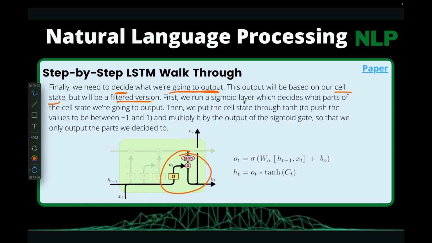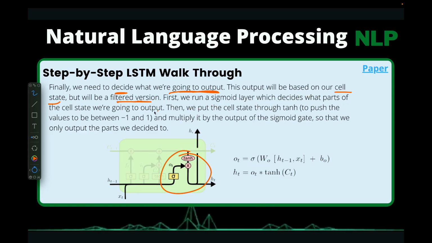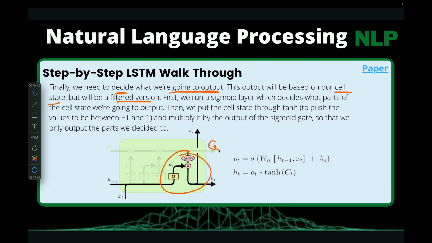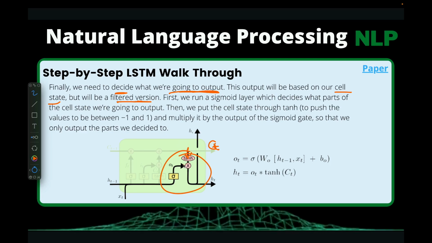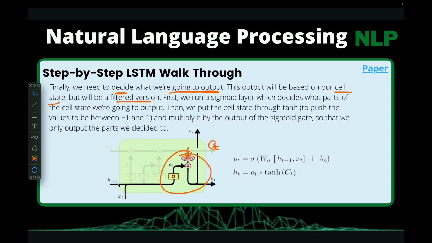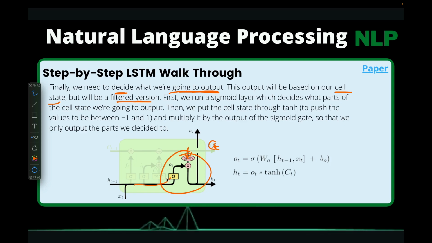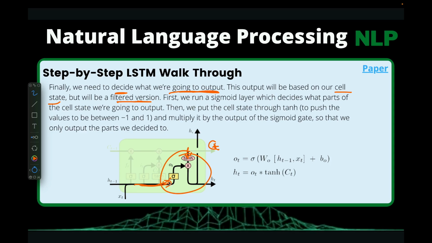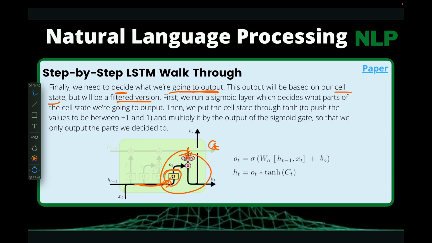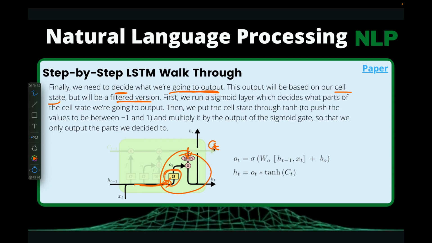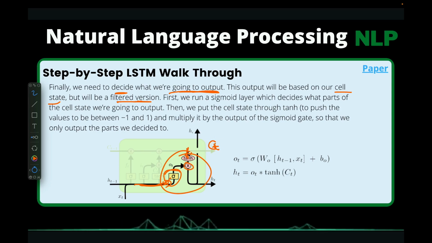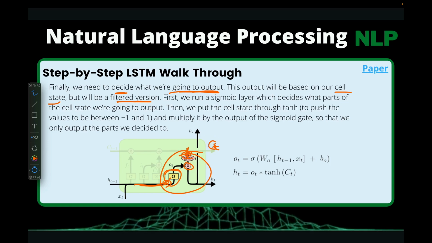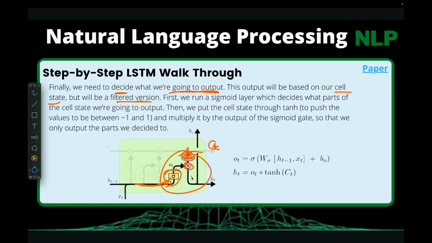First, we're going to run a sigmoid layer, which decides what part of the cell state we are going to output. We have decided to get our cell state, but what part of that cell state are we going to output? The information coming from the previous one is going to pass through the sigmoid, and then we're going to multiply it with the CT that we have. But before that pointwise multiplication, we need to apply tanh on that CT.